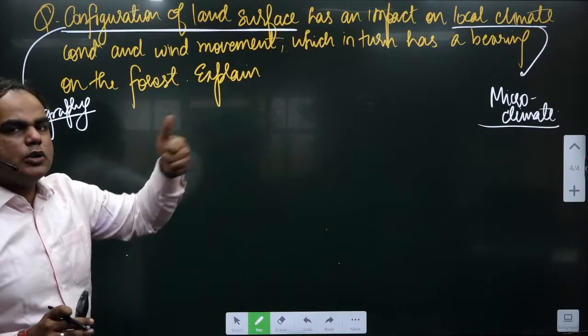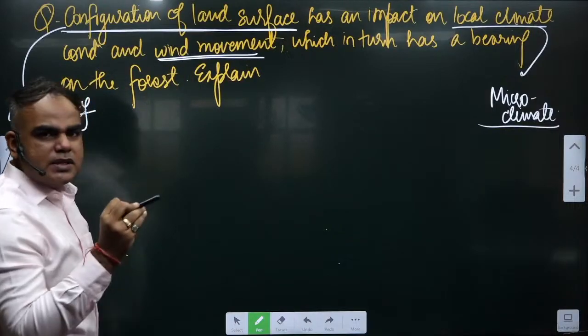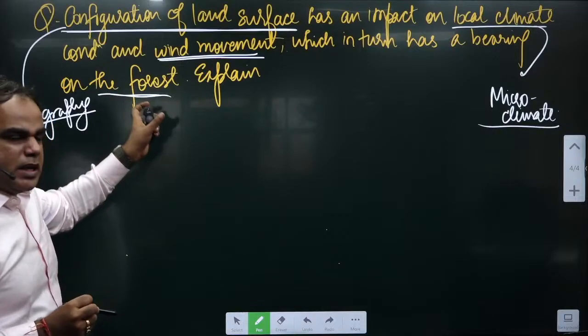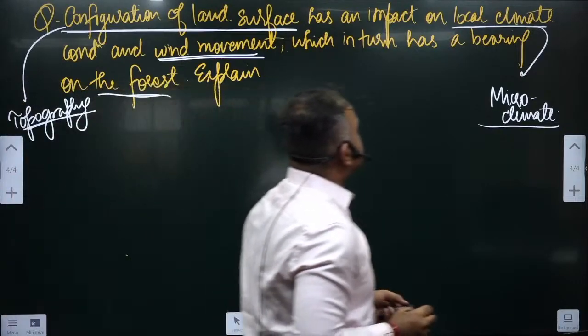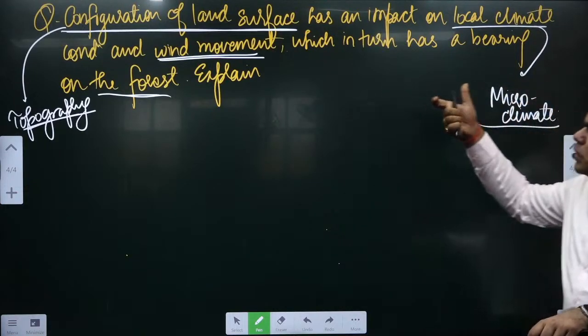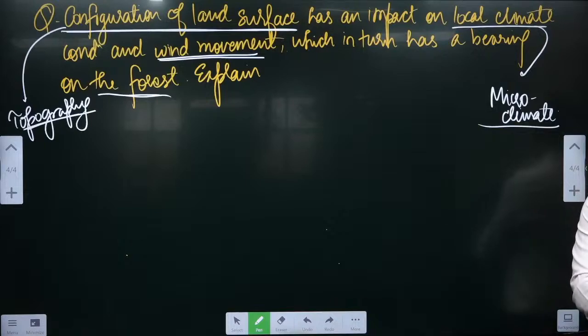So you can talk about the local climate, you have to talk about the wind movement, how all of these factors are influenced, because this is going to impact how the vegetation of the forest is going to be. So the very first part is to understand the question, right? And in the previous parts also we will see one question each, so that we have a fair idea about how to attempt this particular topic here.